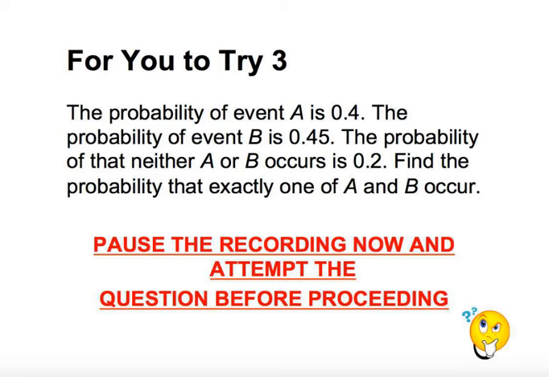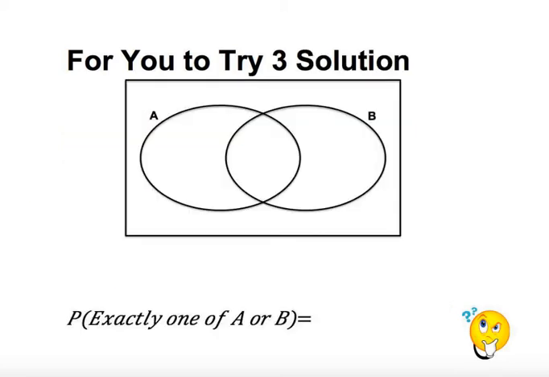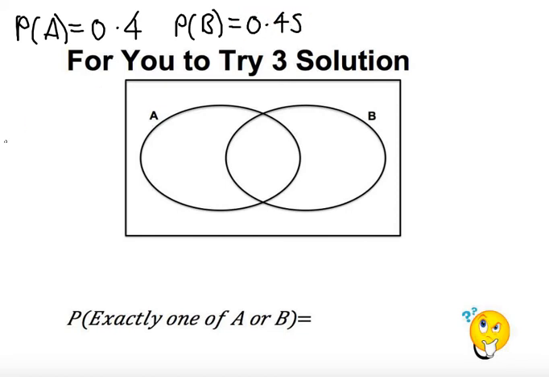Okay, so welcome back. Let's go through the solutions. So we had the probability of event A was 0.4, so just putting it into notation, we simply need to write it as that. Probability of B was 0.45. So all I have to do is put it into notation like this. And it says the probability of neither A or B occurring. So this is actually the probability of A complement intersect B complement, which is 0.2.